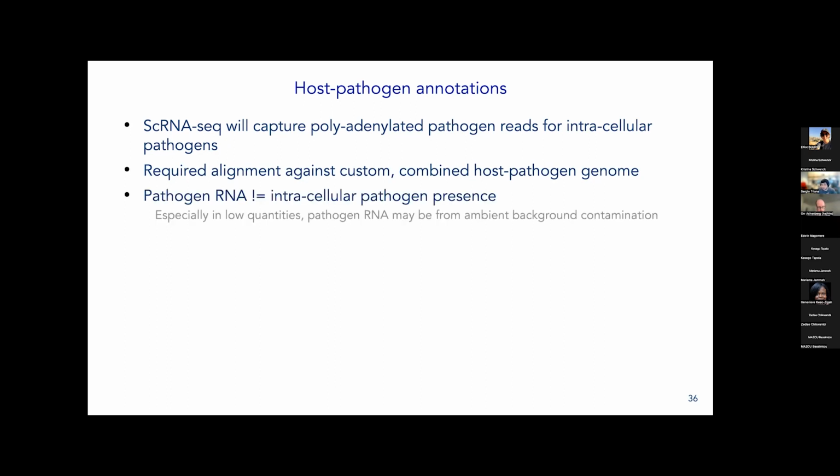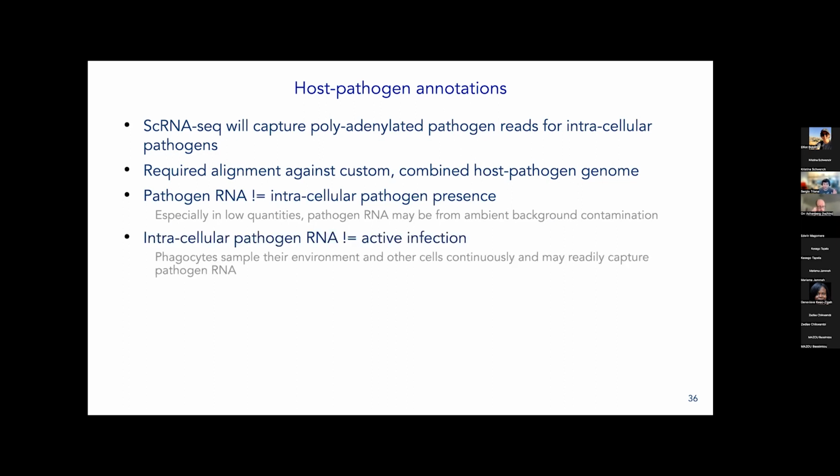Something to keep in mind is that detecting pathogen RNA doesn't mean an intracellular pathogen. Mostly it's because you can have ambient RNA from the pathogen. You can have a lot of contamination, so it is not a perfect system. If you are working with infectious diseases and in your cell you detect certain levels of RNA from the pathogen, that doesn't mean that cell was infected with this pathogen. It can also be that the neighboring cells were, and when these neighboring cells lyse, you will be able to detect some of it. So it's something to keep in mind and be careful about.